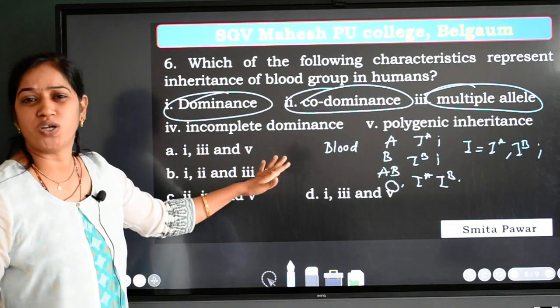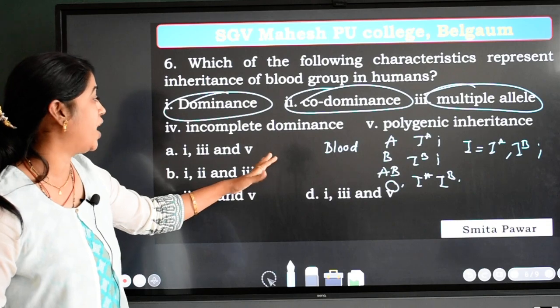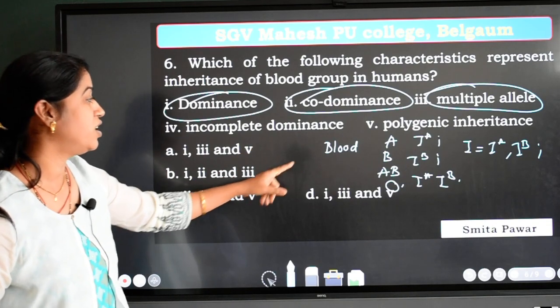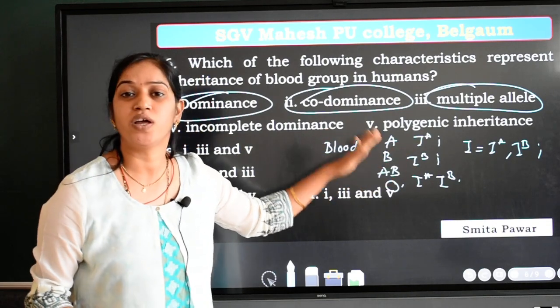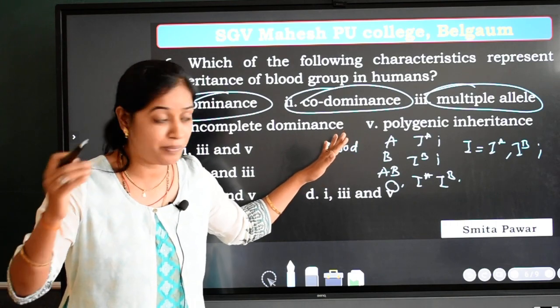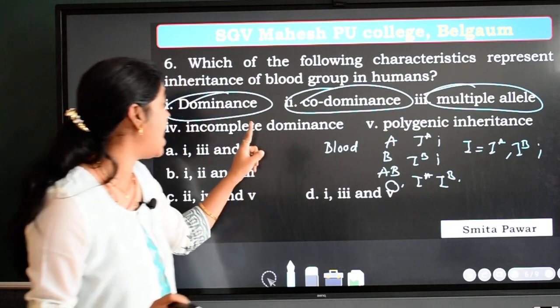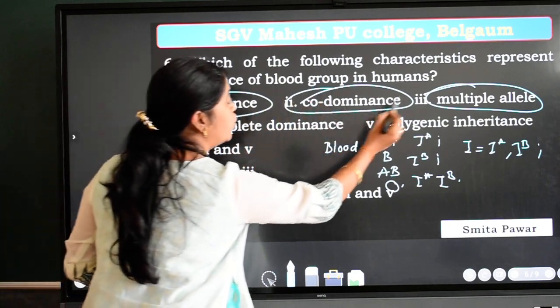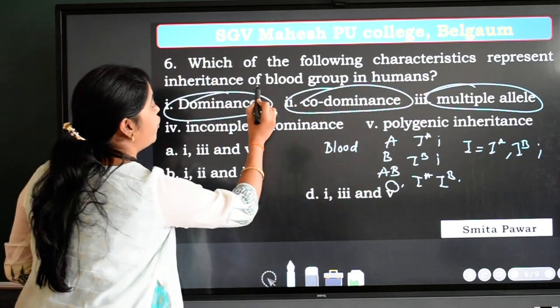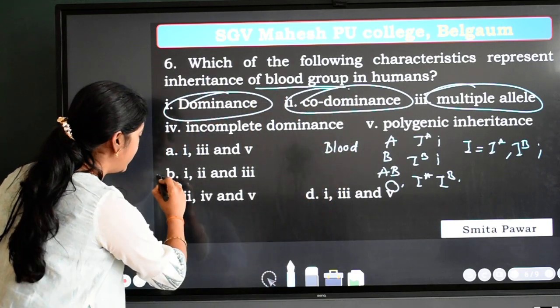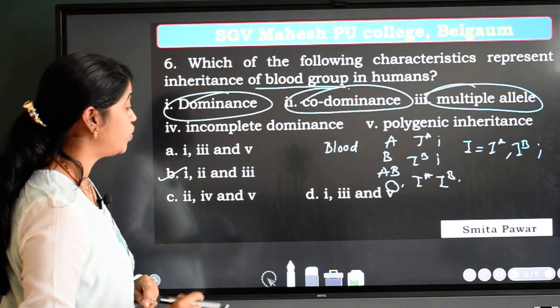Incomplete dominance we cannot see here as we don't have any incompletely dominating gene. Polygenic inheritance, no, this gene has got many forms, but it is not controlled by many genes. So here 1, 2 and 3 are applicable for the blood groups. So the answer here is B. Let us go to the next question now.